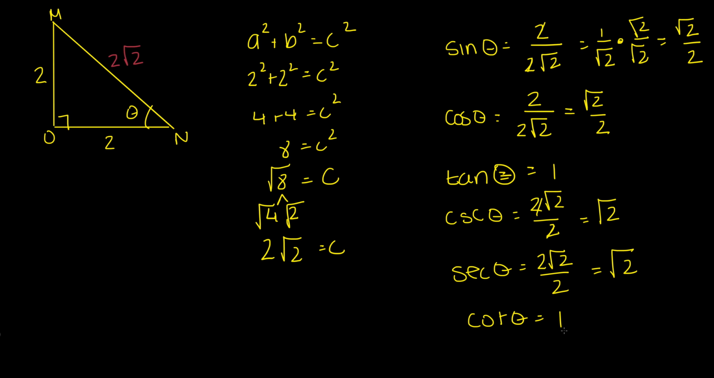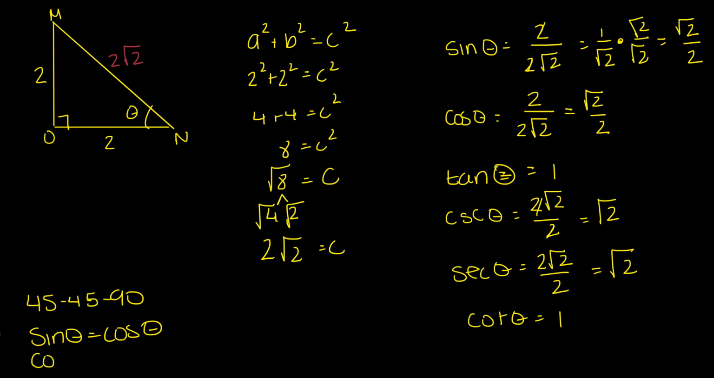So in a 45-45-90 degree triangle, since the two legs are equal, sine of theta equals cosine of theta. So this is for 45-45-90: sine of theta is equal to cosine of theta.